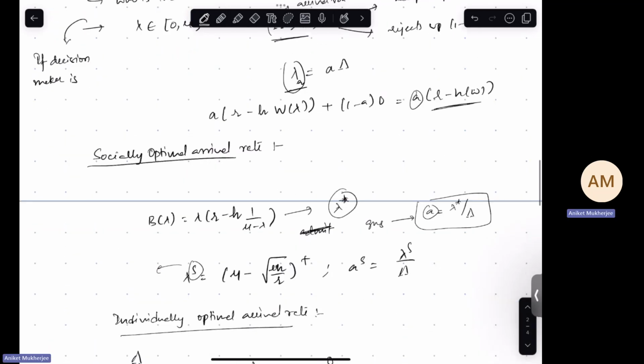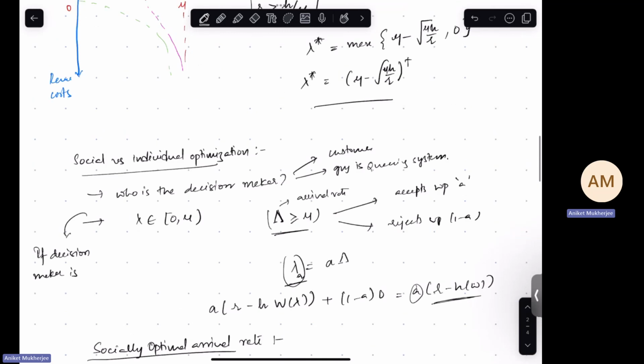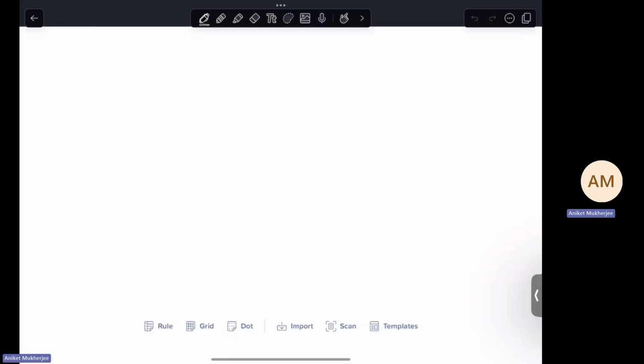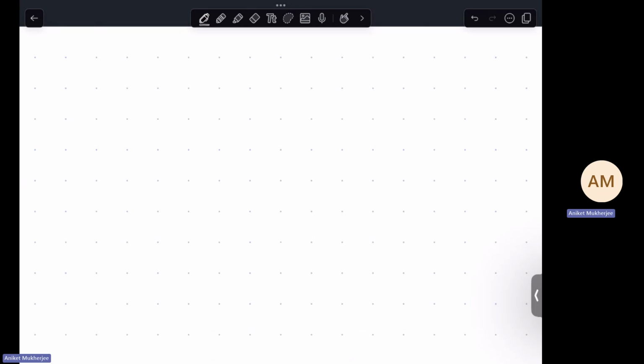Next, yesterday I was talking about social versus individual optimization, but before that, I forgot to talk about an upper bound on the.